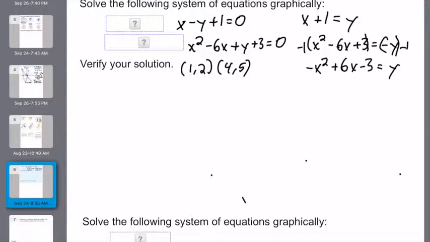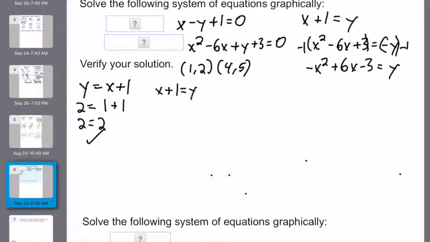Okay, so we're going to start off with y equals x plus 1. So I'm going to plug in my 2 for my y and my 1 for my x. We end up getting 2 equals 2, which is a correct statement, so we're good. Then we do it with the next one. So again, we have x plus 1 equals y. I'm going to plug in my 4 for my x and my 5 for my y. I get 5 equals 5. We're good. Let's move to our other equation.